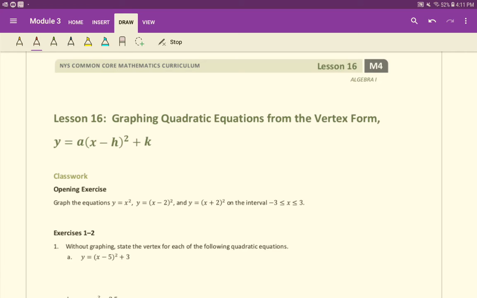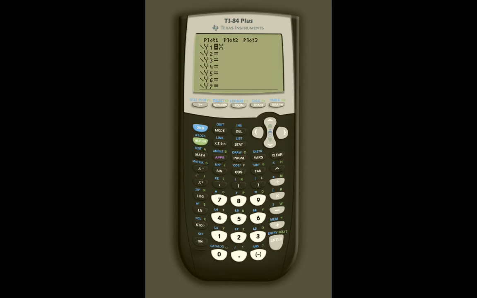So let's get started. For the opening exercise here, we are asked to graph these three equations on the interval from -3 to 3 on the x-axis. So I'm going to pull up my graphing calculator here and show these graphs to you. So x squared, x minus 2 squared, and x plus 2 squared. Make sure you use parentheses when you're typing things in your calculator, or on an app like Desmos.